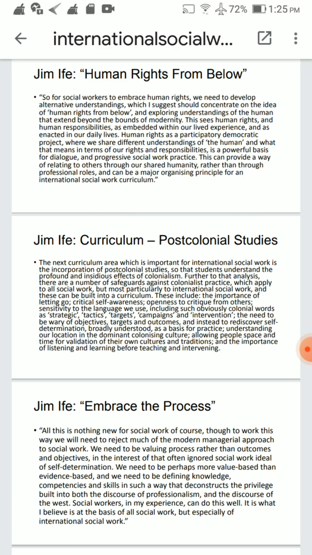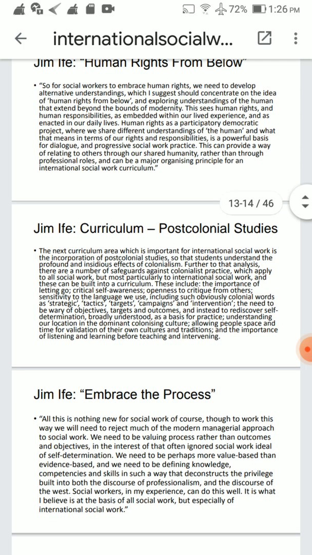This includes the importance of letting go, critical self-awareness, openness to critique from others, and sensitivity to the language we use, including such obviously colonial words as strategies, tactics, targets, campaigns, and interventions. We need to be wary of objectives, targets and outcomes, and instead rediscover self-determination, broadly understood as a basis for practice, understanding our location in a dominant colonizing culture, allowing people space and time for validation of their own culture and traditions, and the importance of listening and learning before teaching and intervening.